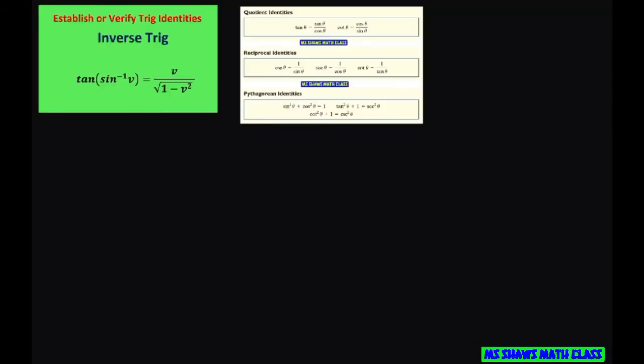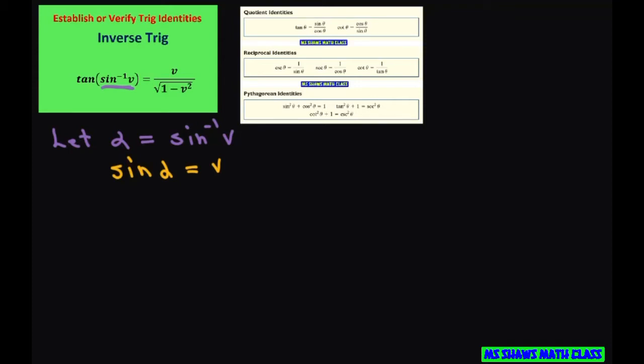The first thing we're going to do is take our inner function here and let alpha equal inverse sine of v. And then for alpha, we're going to get sine of alpha equals v. So we can get rid of that inverse.